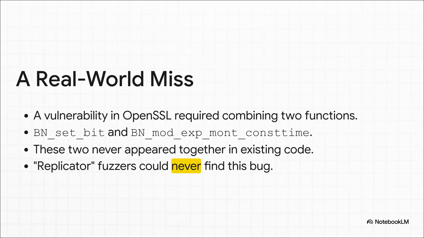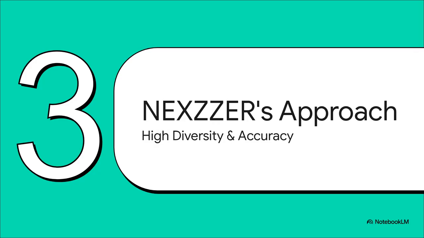And this isn't just some theory, okay? Take this real-world example. There was a nasty bug hiding in OpenSSL. To find it, you had to combine two specific functions in a specific order. But here's the kicker. Those two functions had never, ever been used together in any code out there in the wild. A replicator fuzzer, which only mimics what it sees, would be physically incapable of ever finding this bug. No way. So how do you solve this dilemma? How do you get the best of both worlds? Well, this is where NEXZZER comes in.